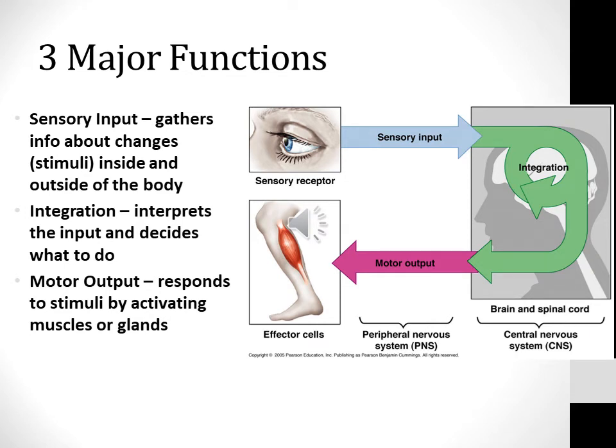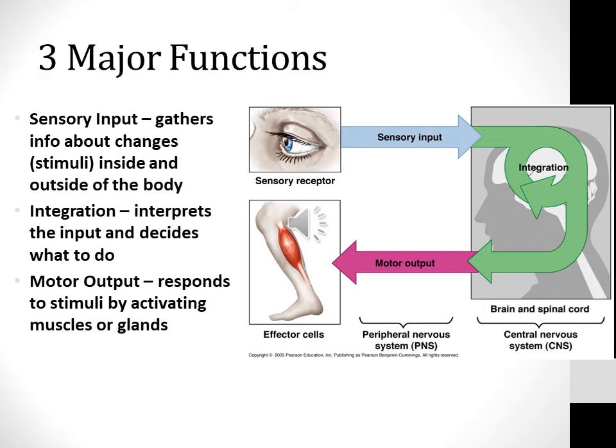Our sensory input, so that's the name for the gathered information. We get millions of sensory receptors to monitor both internal and external stimuli. We have integration, which is going to be our interpreting center. So it's going to interpret and process the information from the sensory receptors, and then it's going to decide what's going to be done from moment to moment.